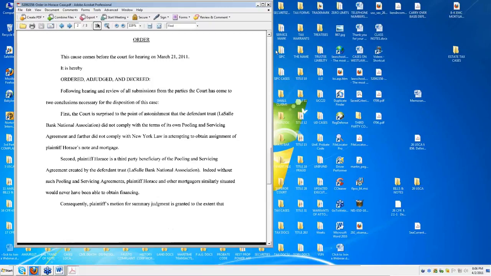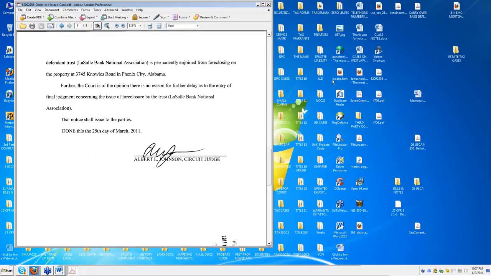Is a third-party beneficiary of the pooling and servicing agreement created by the defendant trust, LaSalle Bank National Association. Indeed, without such pooling and servicing agreements, Plaintiff Horace and other mortgagors similarly situated would never have been able to obtain financing. Consequently, plaintiff's motion for summary judgment is granted to the extent that defendant trust LaSalle Bank National Association is permanently enjoined from foreclosing on the property known as Knowles Road, Phoenix City, Alabama. Further, the court is of the opinion there is no reason for further delay as to the entry of final judgment concerning the issue of foreclosures by the trust LaSalle Bank National Association. This notice shall issue to the parties 25th day of March 2011.